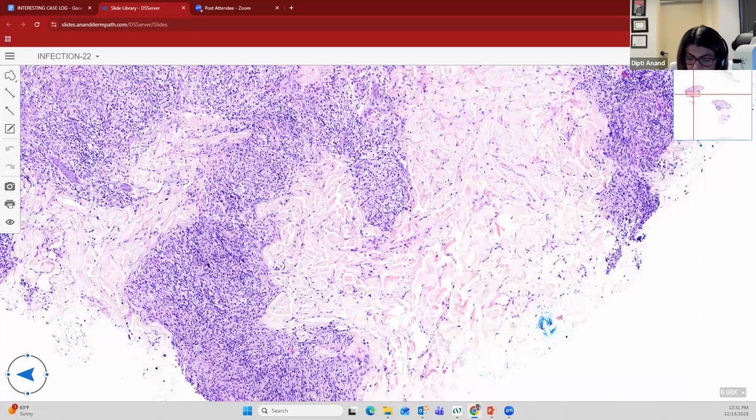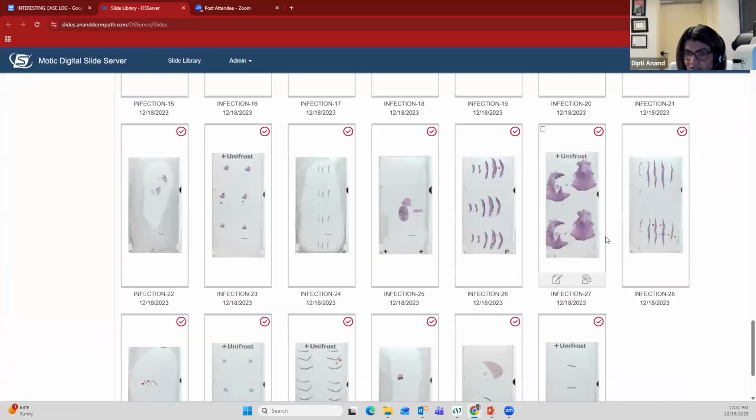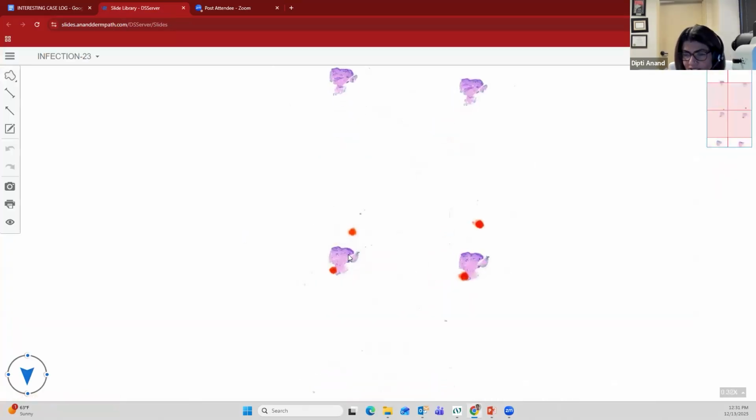Okay, now let's move on to some of your parasitic infections. So arthropod assault or parasitic infection. Let's start with the most common one, that is scabies.